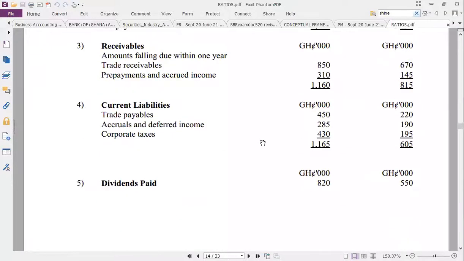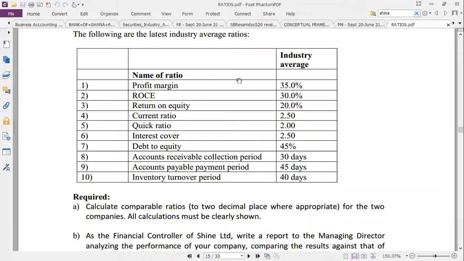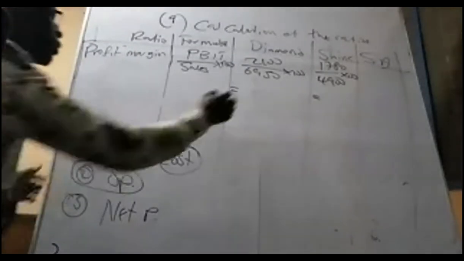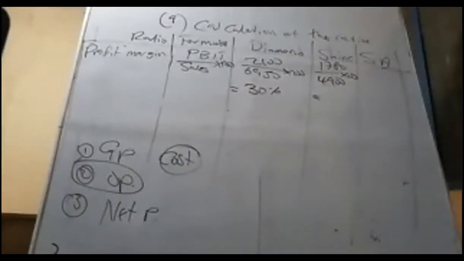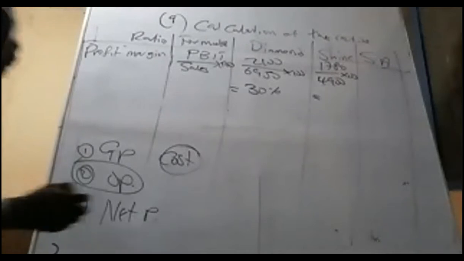Now let's see how they calculated their own. In fact, here we can round to 2 decimal places, but you can also leave it like that, to the nearest whole number, so 30%. So diamond is 30%. Then what about shine? Shine gets 36%.